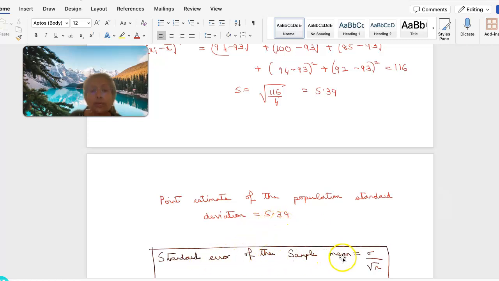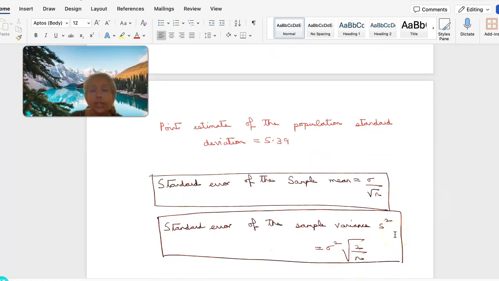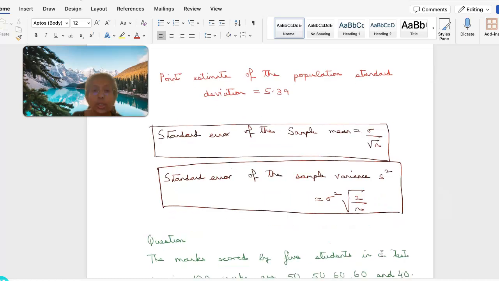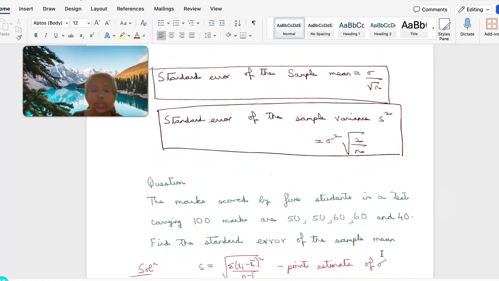Again, the standard error of the sample mean is sigma by root n, and the standard error of the sample variance S squared is sigma squared into square root of 2 by n. Now let's start with a question on standard error. The marks scored by 5 students in a test carrying 100 marks are 50, 50, 60, 60 and 40. Find the standard error of the sample mean.